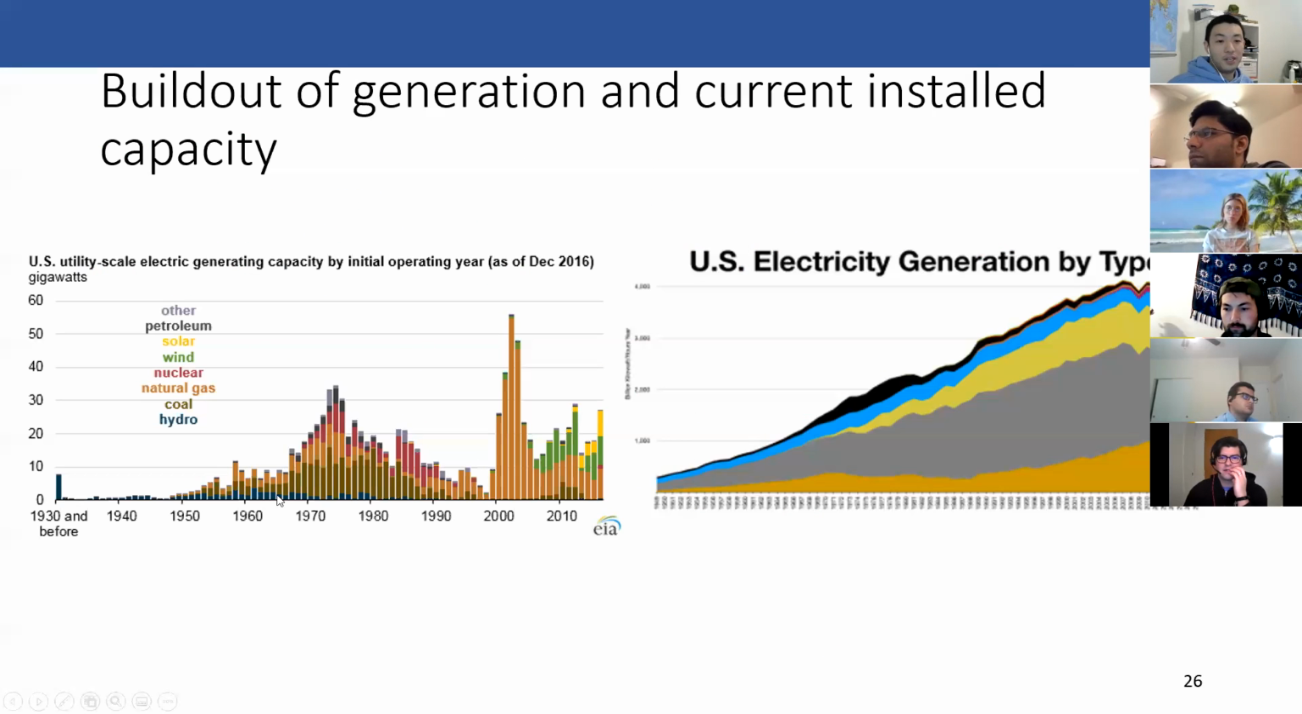Yeah, and so in terms of generation by type, you can see that the total amount of power has continuously been trending upwards, and you can see the mix and breakdown of generation in this diagram.